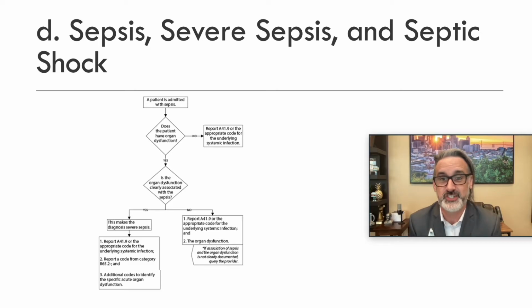But if the organ dysfunction is not related to the sepsis, then we still report the A41.9 or the appropriate code for the underlying systemic infection. And then secondly, we report the code for the organ dysfunction itself. So this comes into play where we have to look at the documentation and always check to see if there's that cause and effect relationship there.